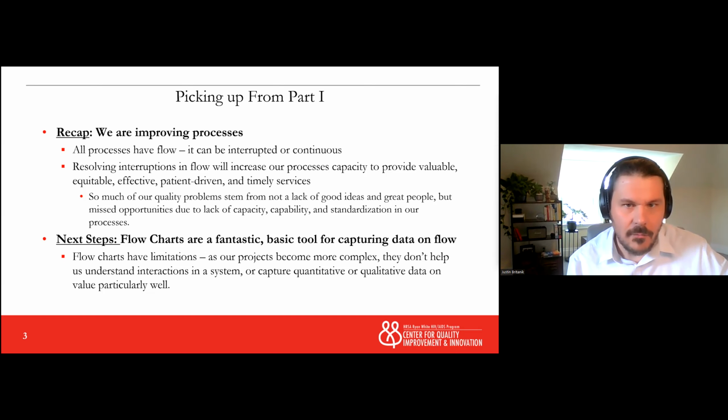So we're going to look at our processes. We're going to find the problems. We're going to get the great people to help us find solutions. Today, we're going to move on from where we left off last time. Flowcharts, we talked about how to use them, how to look at them, how to see the idea of a bottleneck visually in a flowchart. They're great tools, but they still have some limitations. As our projects become more complex and have more pieces and more people, a value stream map can be an alternative way to look at some of these things.